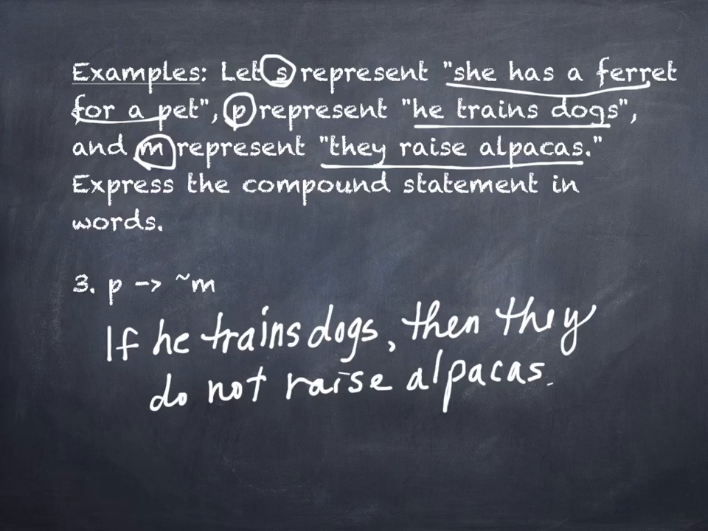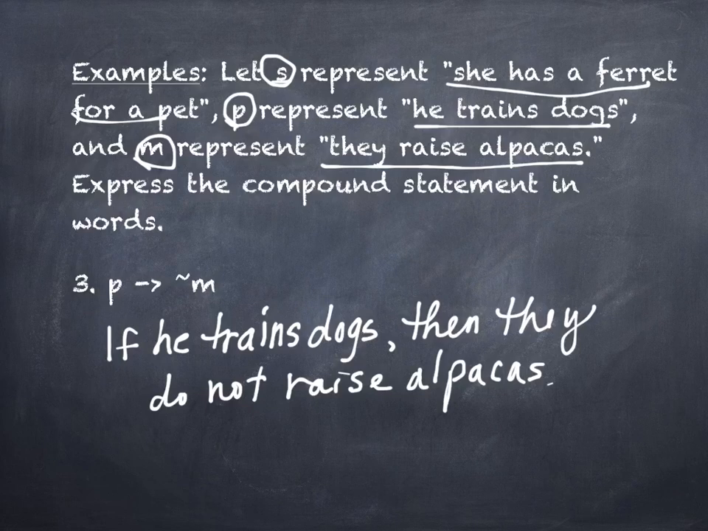This sounds like the kind of argument a child says to their parents. But if you let me get a dog, I promise, then I will do something else, right? I will never leave my clothes all over the room again. Apparently, they will never raise alpacas if they train dogs.